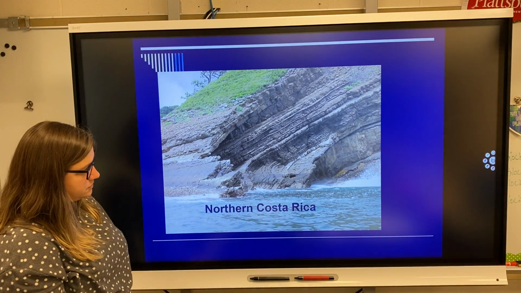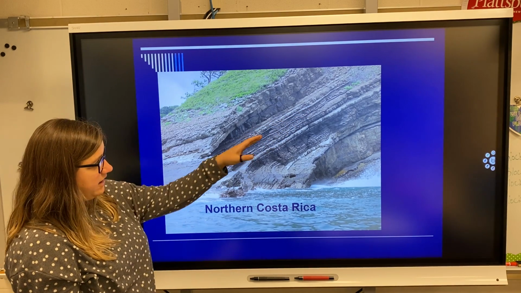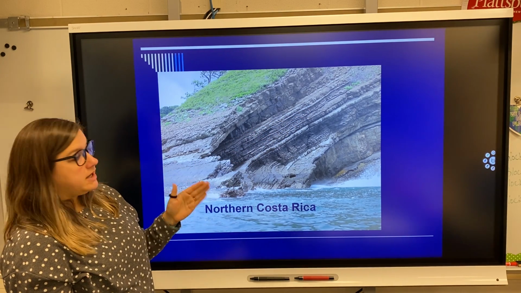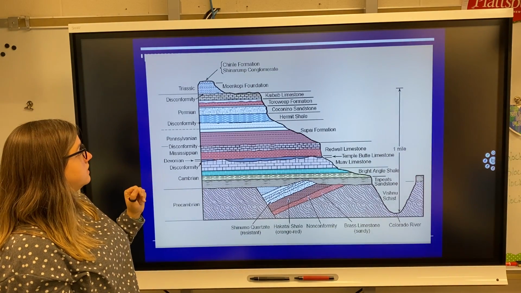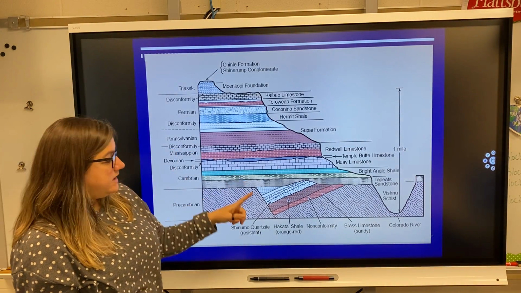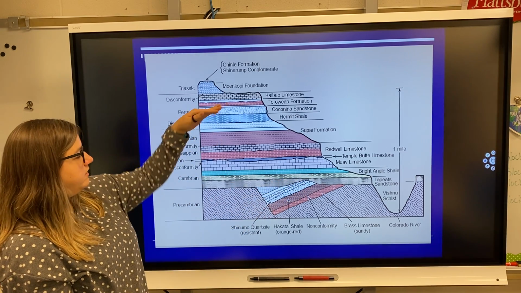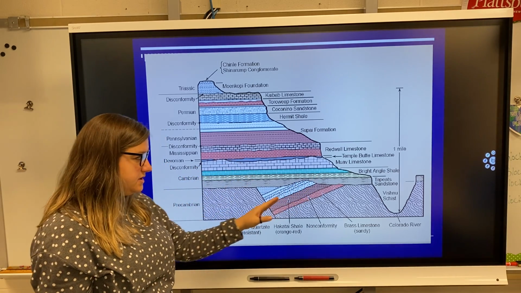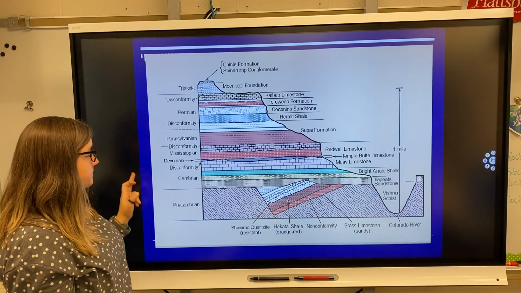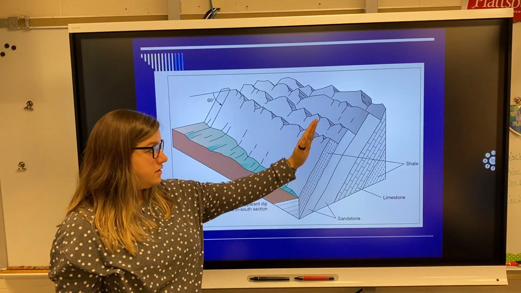So this is what tilted rock looks like. This is in northern Costa Rica. You can see the rock strata there, those nice layers, that it must have broken and it's tilted. And it juts upwards. In this area right here, that's where this tilted rock must have happened. All these horizontal layers were laid down after it, but this must have tilted before all of this happened. Again, this is another picture of what tilt would look like.